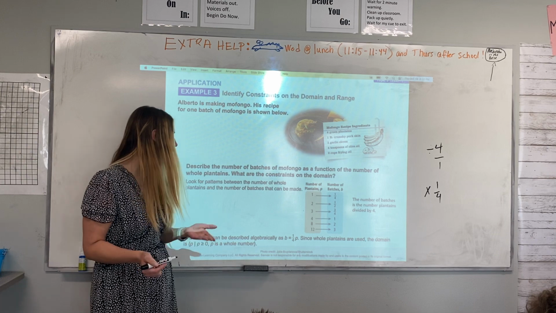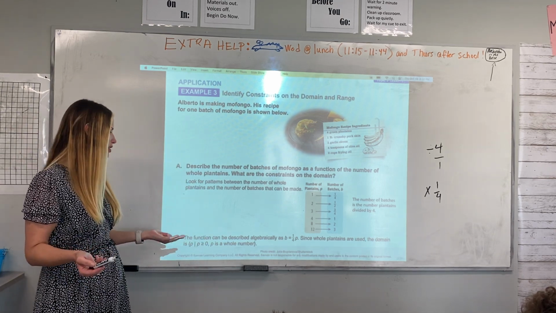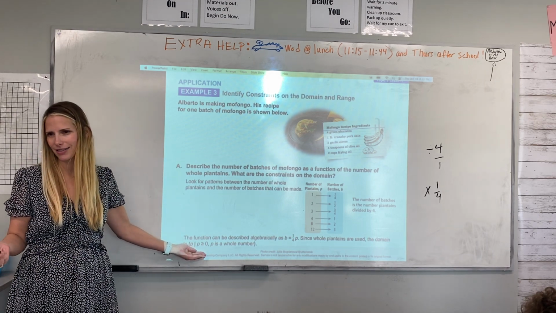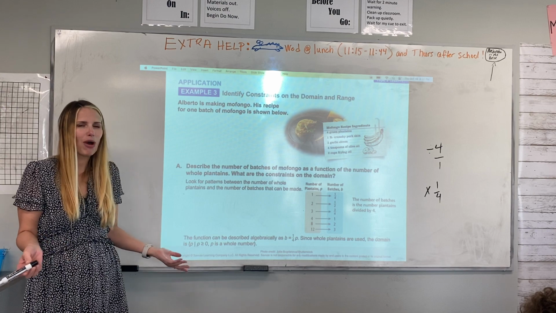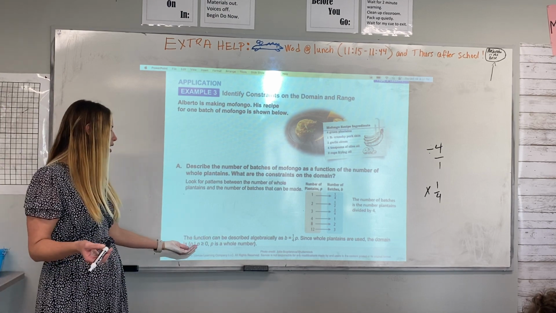I can have any number of plantains that's greater than or including 0. How many batches can I make if I have no plantains? 0. 0 batches. So it's still part of the relationship, part of the function, but you're just not going to make anything.